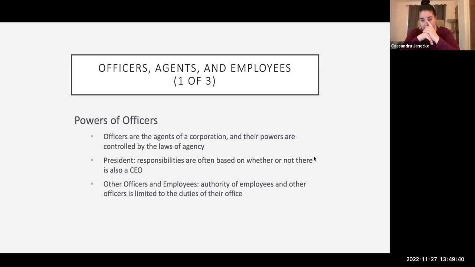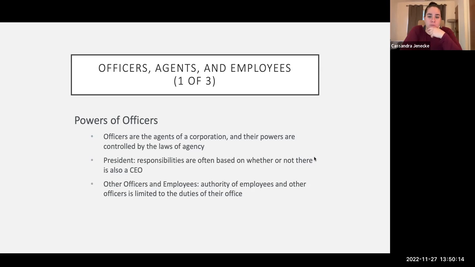So your president has responsibilities that are often based on whether or not there is also a CEO. If there's a president and a CEO, those jobs have very similar and overlapping job duties. And so your articles of incorporation are going to delineate what each of those people get to do. If you only have a president or only have a CEO, then that person is your chief executive decision maker, right, along with the board of directors.